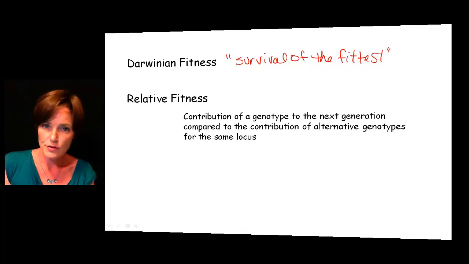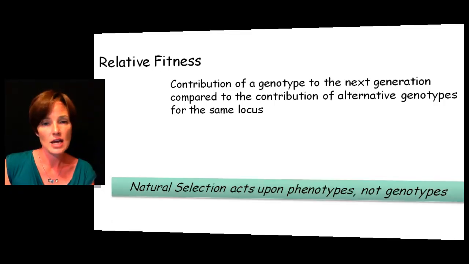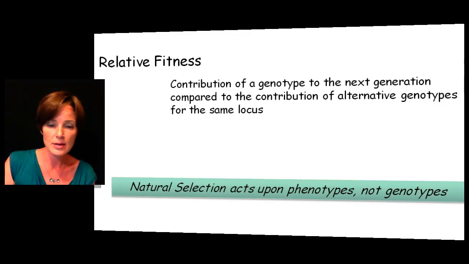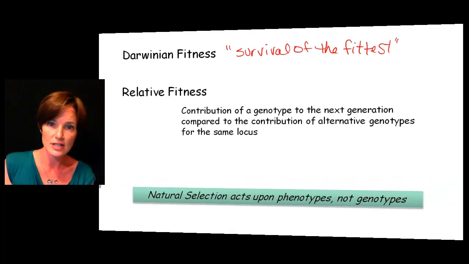So if you look at the definition of relative fitness here, we have the contribution of a genotype to the next generation compared to the contributions of alternate genotypes for the same locus. So basically, how well does one species do, or one genotype really do, compared to another genotype in the population? That's what we're talking about. And again, it is the genotype that is contributed to the next generation, but it is the phenotype that natural selection is actually having its impact on.